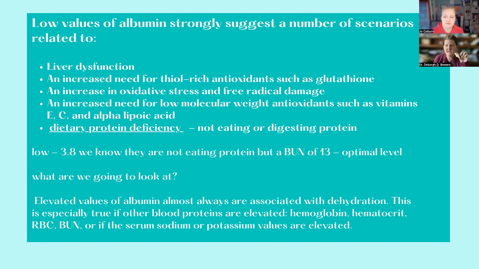They're just not eating enough protein. Because you're saying the BUN is optimal. That means they're not dehydrated, right? But if albumin is low and you know they're not eating protein, so you know that's the case, but they have a normal BUN. Because you would expect the BUN to be what? If they're not eating protein, you would expect the BUN to be lower, and I would expect that it's optimal.